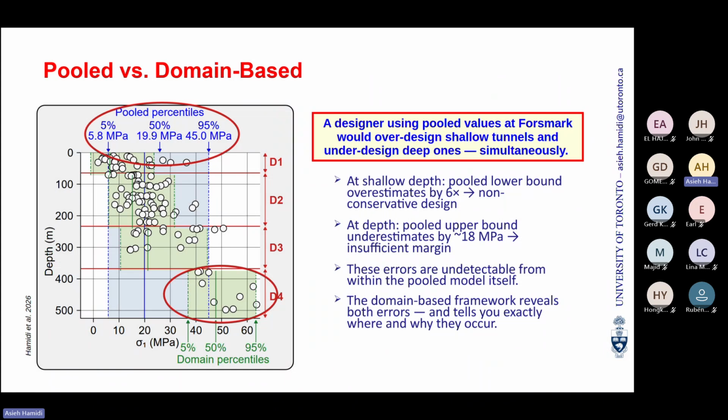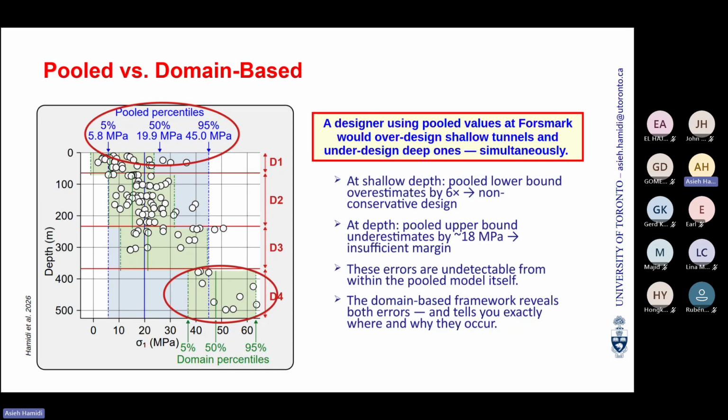Pooled percentiles show a wide range, from the 5th to the 95th percentile, from 5 megapascal to 45. We can't use this range. We can't use this mean value for a design, because the stress variation is different from the shallower zone to the depth and full depth profile where the DGR, or Deep Geological Repository, is located.